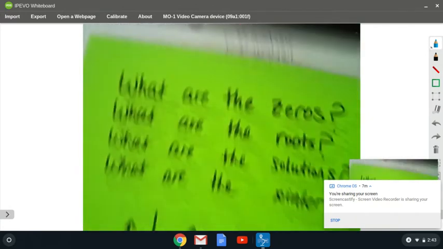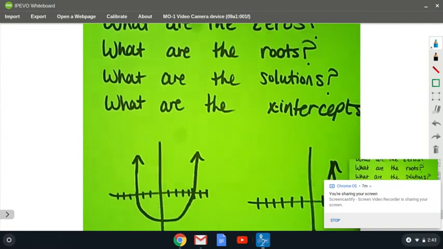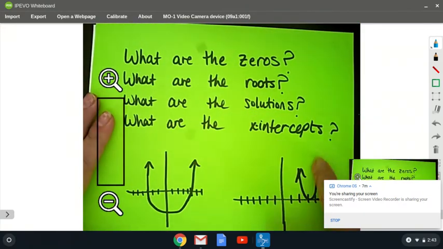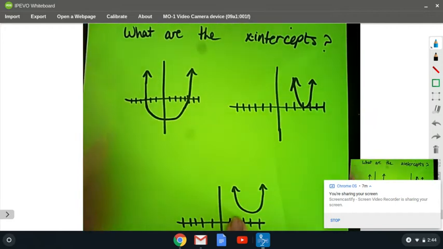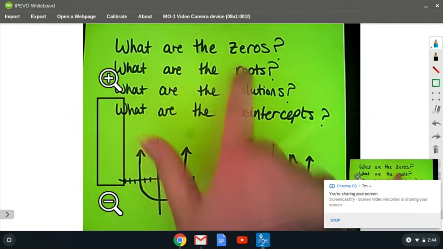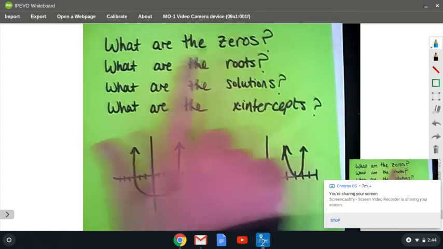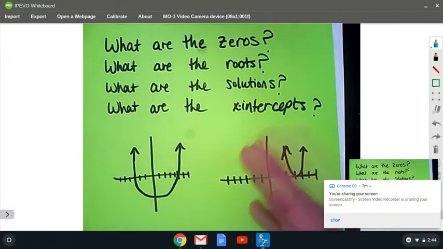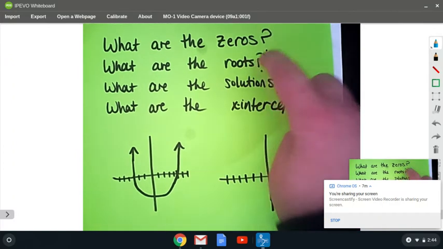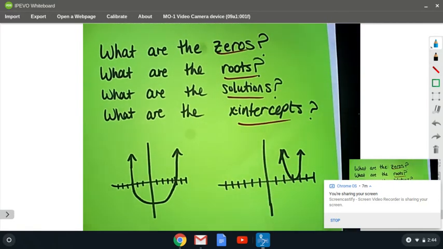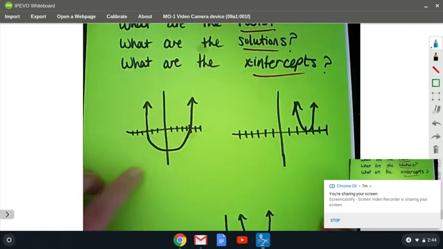This is what your quiz is going to look a little more like today. So I do want to go over this. First of all, these 4 questions are all for these 3 graphs. The reason why I'm asking these 4 questions is because they all mean the same thing. What are the zeros? What are the roots? What are the solutions? What are the x-intercepts? They all mean the same thing because zeros, roots, solutions, x-intercepts, these all mean the same thing. They're all just where does your graph cross the x-axis?